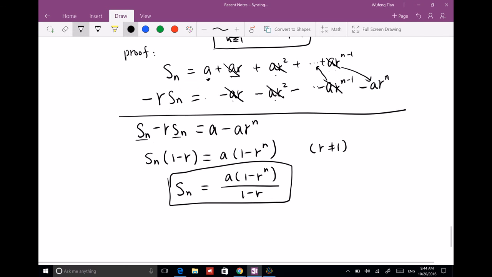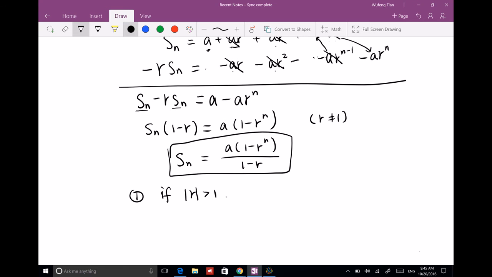So first thing, if R is bigger than 1, I'm going to look at this sequence. The limit as n goes to infinity. The series S equals the limit as n goes to infinity of Sn, which equals the limit as n goes to infinity of A over (1 minus R) times (1 minus R^n). If R is bigger than 1, does this one converge or diverge?